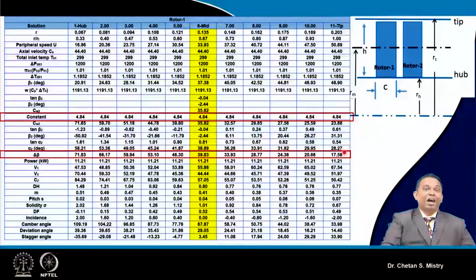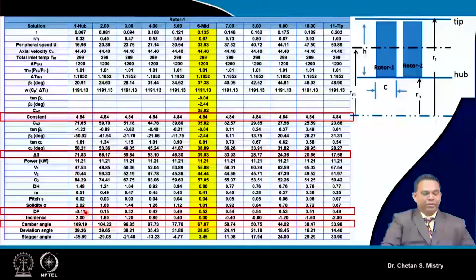So this is the large delta beta that we are getting for the free vortex concept for rotor 1. And my diffusion factor near the hub is coming to be minus 0.11. If required, we may need to make certain modifications in terms of loading so that we get this number to be positive. And this camber angle is also coming to be very large in the case of the free vortex concept for rotor 1.